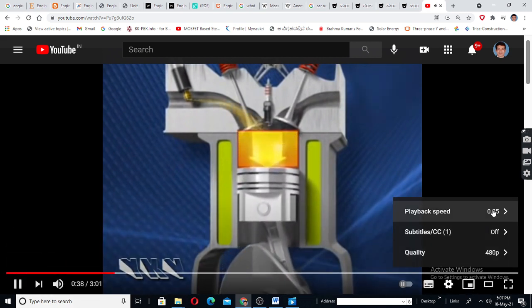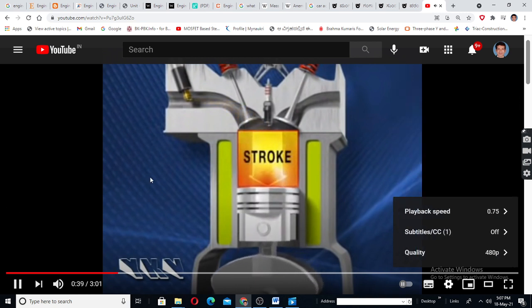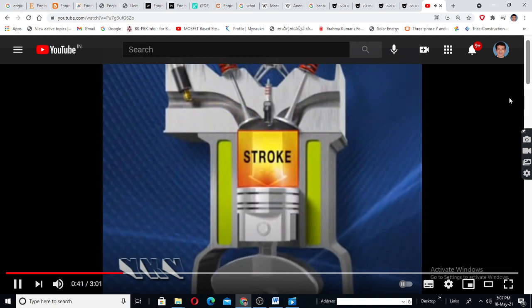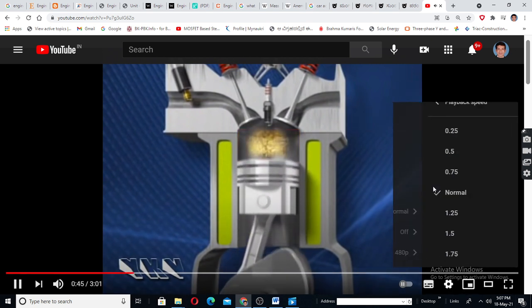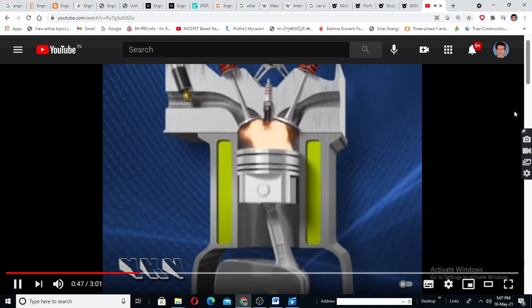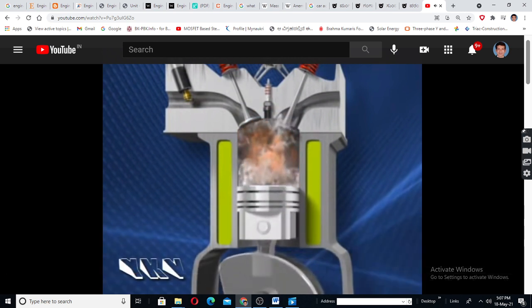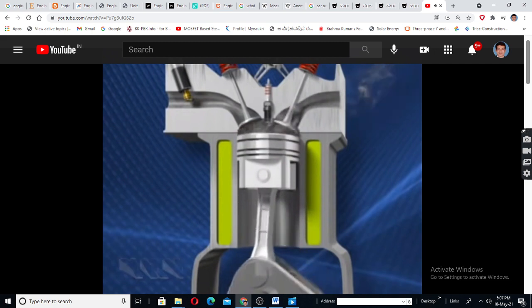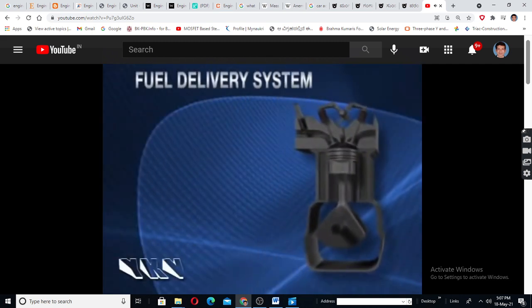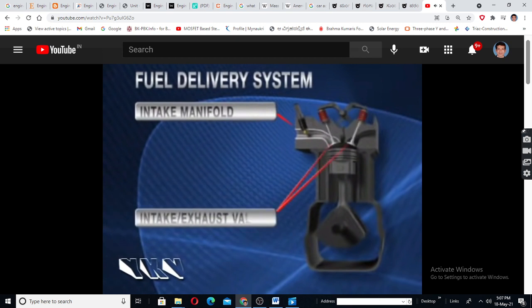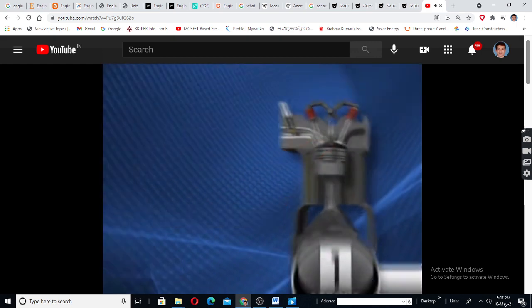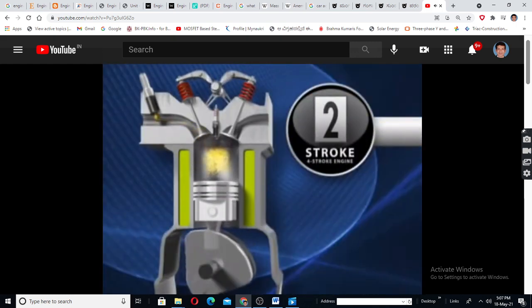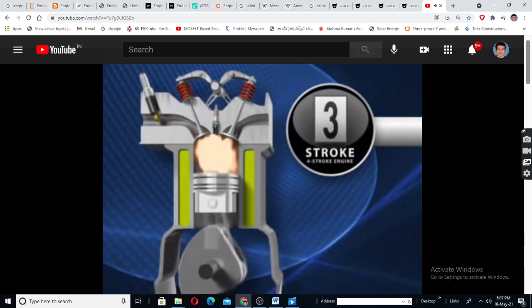The longer the stroke of the piston, the larger the displacement of gas and air that occurs in the cylinder. To propel that piston, we need to ignite a tiny bit of gas and a whole lot of air. This creates expansion inside the cylinder. The fuel delivery system consists of an air intake manifold, intake and exhaust valves, a fuel injector, and a spark plug. A four-stroke engine is called a four-stroke because four up and down motions are needed to complete the cycle.